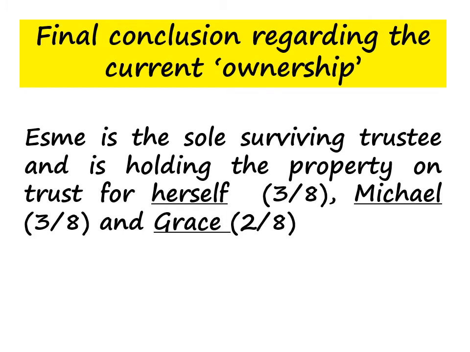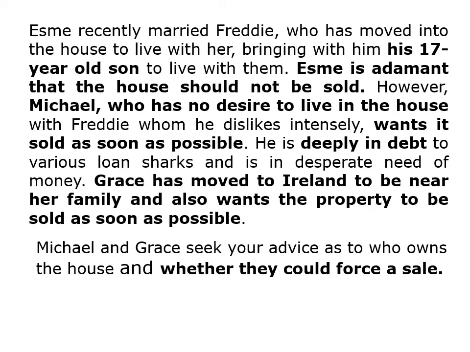So now I move on to the second part of the question, in which we are asked to advise Michael and Grace whether they can force a sale. And here are the final facts, and you'll see that Michael and Grace want to sell the property, but Esme is refusing. And Esme's 17-year-old stepson is now living there with her and his father. And we're also given some information about their individual circumstances.